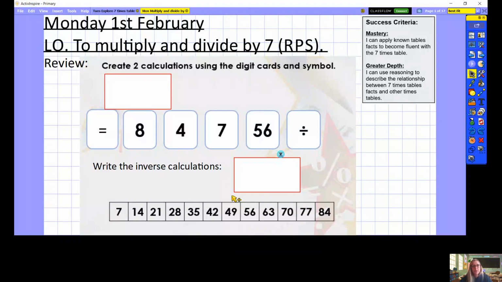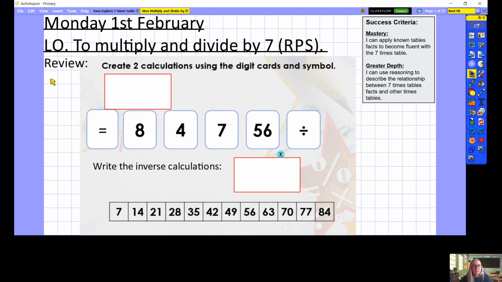Okay, so today is Monday the 1st of February and our learning objective is to multiply and divide by 7, and this is the reasoning and problem solving lesson. So if you could just pause the video, write today's date and learning objective and underline these. Okay, so today we're thinking about how we can use our times table facts, our 7 times table facts, and apply these in problem solving scenarios, and becoming much more fluent with the 7 times tables.